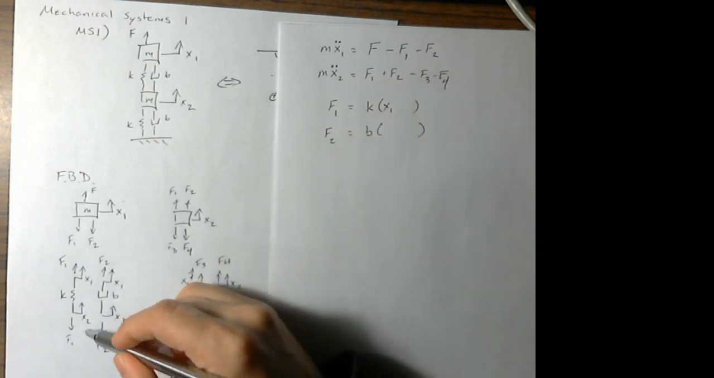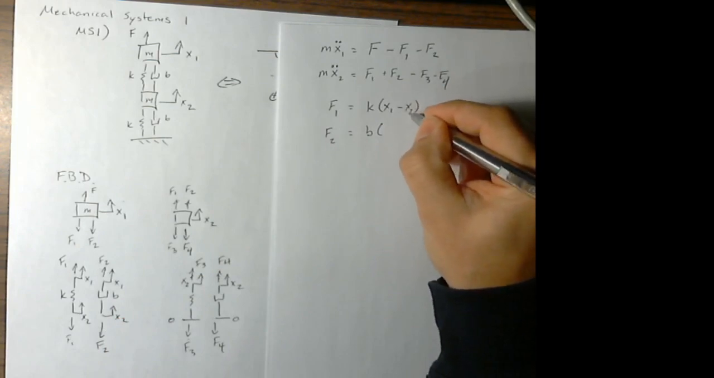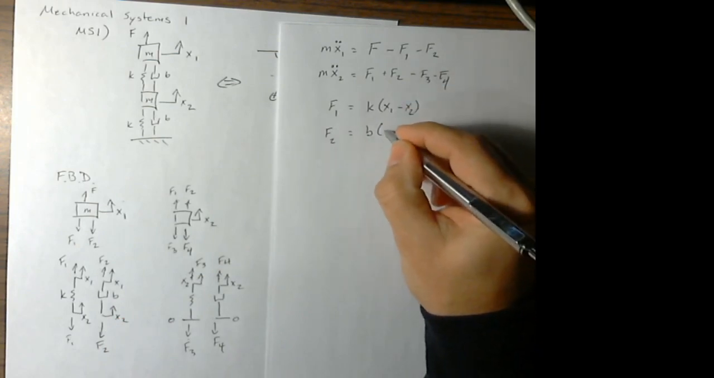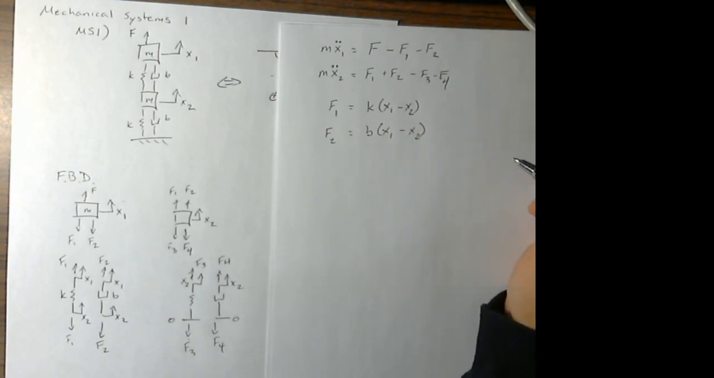And for the same reason, see here x2 is pointing opposite that, so it should be negative, x2. Alright, and we can just basically do the same thing for the damping coefficient, right?